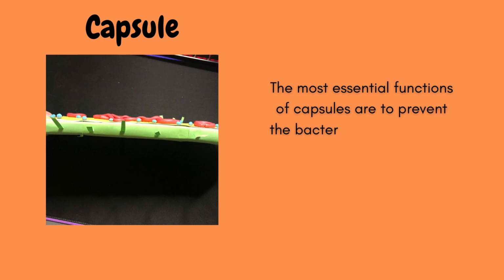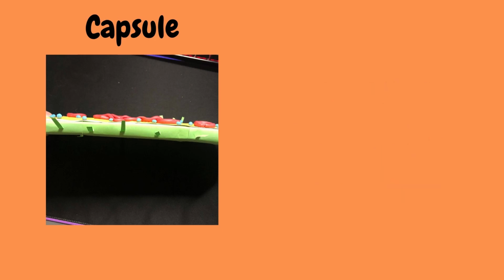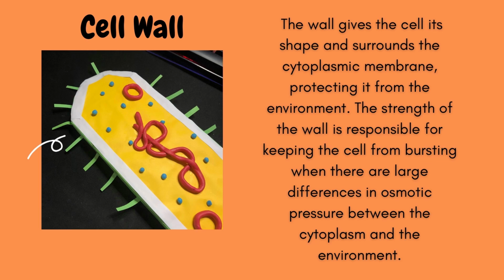Capsule. The most essential functions of capsules are to prevent the bacteria from drying out and to protect it from phagocytosis by larger microorganisms. Cell wall. The wall gives the cell its shape and surrounds the cytoplasmic membrane, protecting it from the environment. The strength of the wall is responsible for keeping the cell from bursting when there are large differences in osmotic pressure between the cytoplasm and the environment.